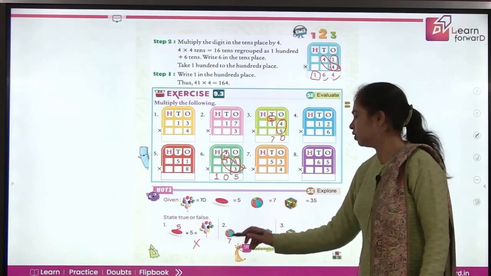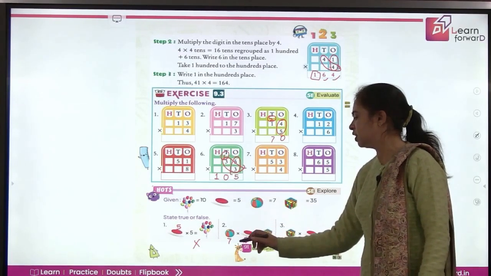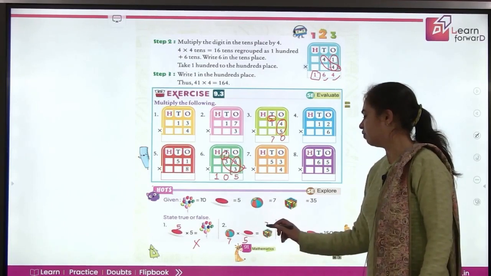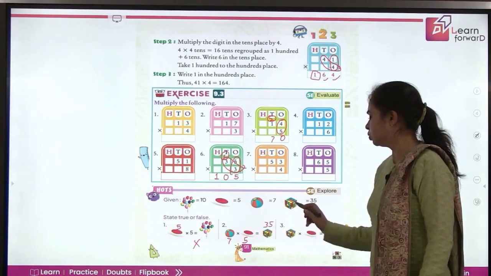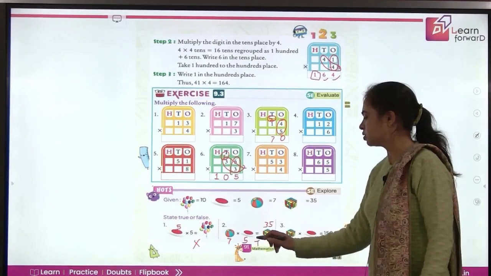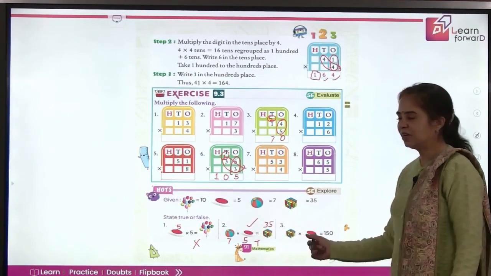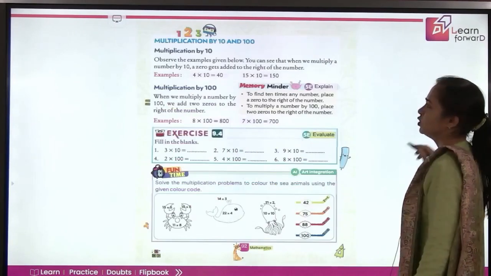This shows 7 and this shows 5. 7 times 5 is 35 and your Rubik's cube shows here 35. So this is true. So similarly do this third part and enjoy, have fun.